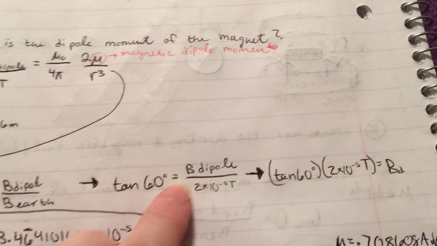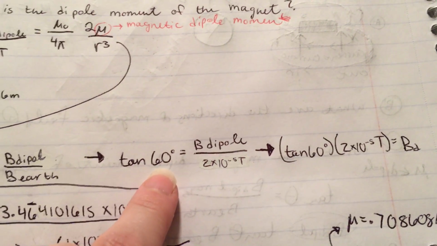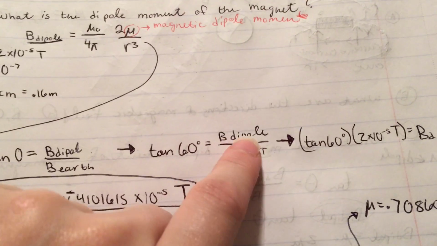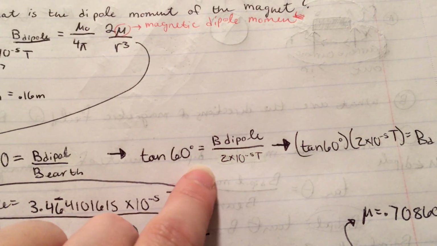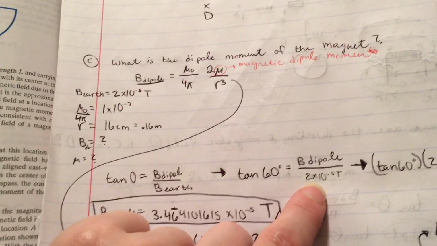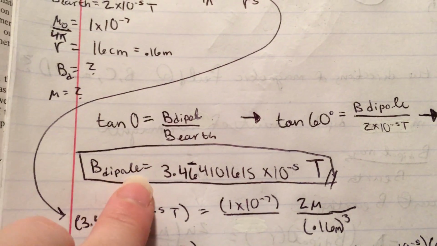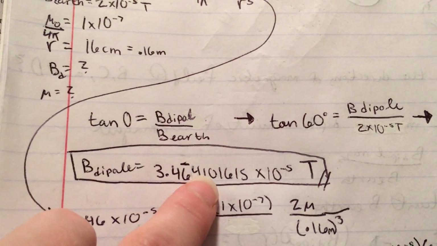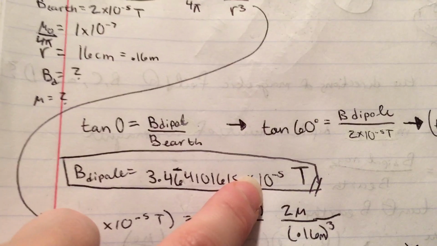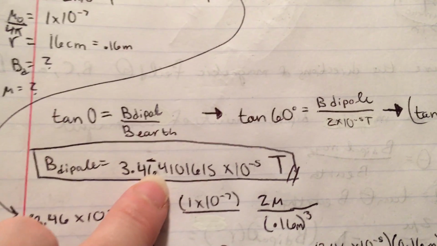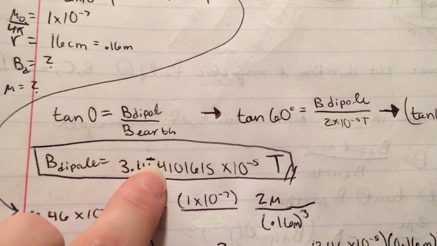So what I wanted to do first is solve for the magnetic field of the dipole. Since for point A they gave me the compass deflection, I can actually use that equation to solve for the magnetic field of the dipole because I also have the magnetic field of the Earth that they gave me. So once I plug this in, I can solve for B dipole, which gives me 3.464101615 times 10 to the negative fifth tesla. I just went ahead and stopped at 6 because I don't want to plug in all those numbers.